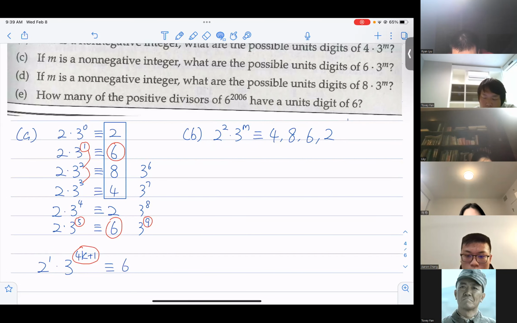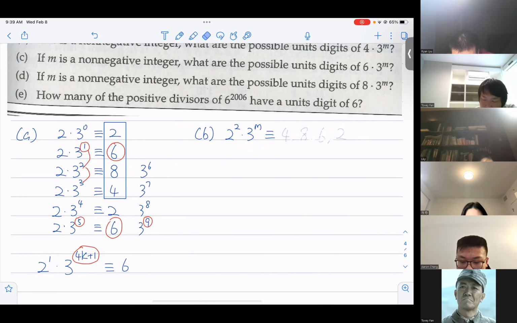So let's look at this. What about 2 squared? Last time we just did this, but we're going to list it up. First, we do 3 to the power of 0, so here it is just 4. Then 2 squared times 3 to the power of 1. What is the unit digit here? Anyone?